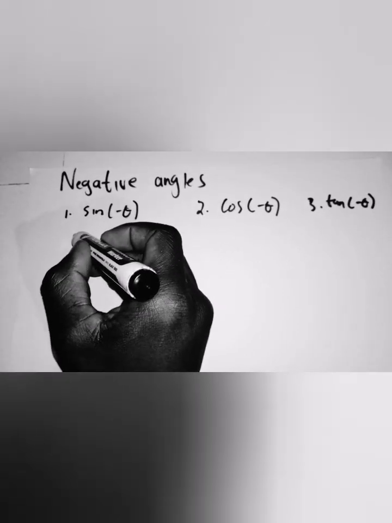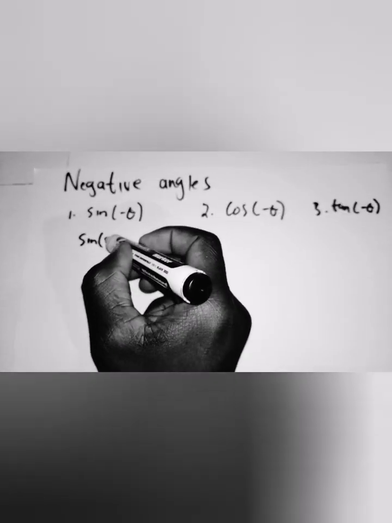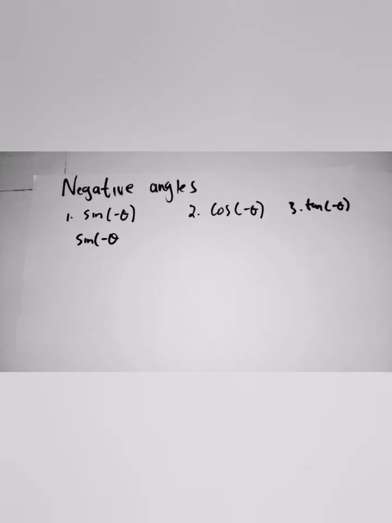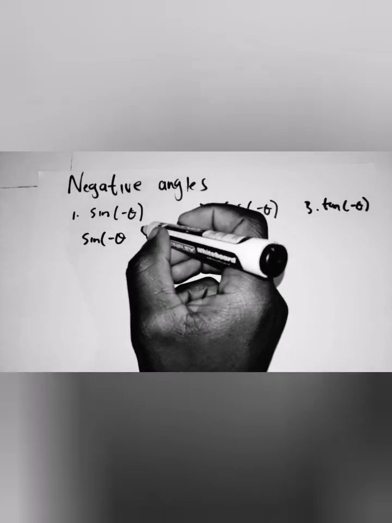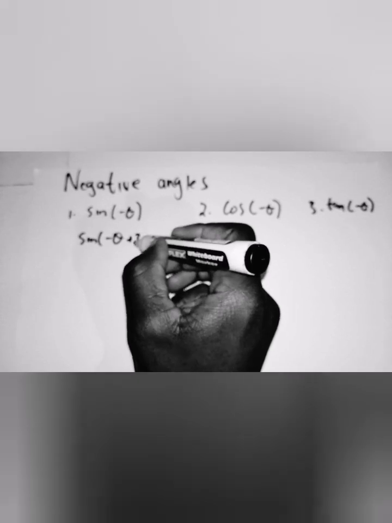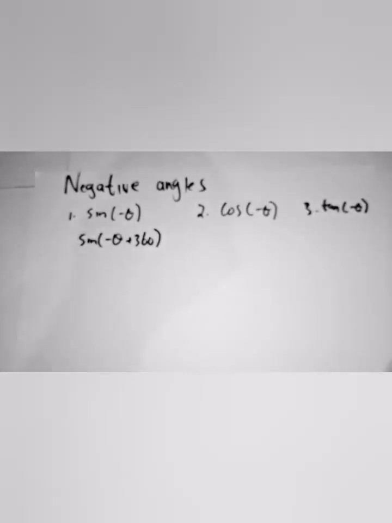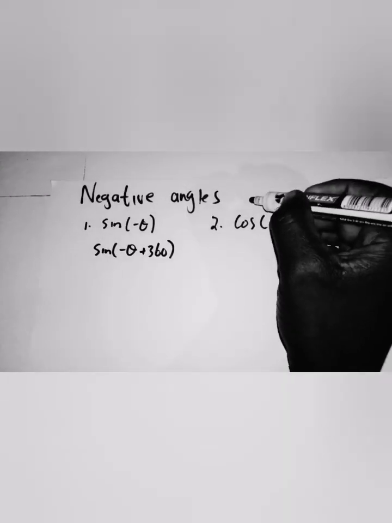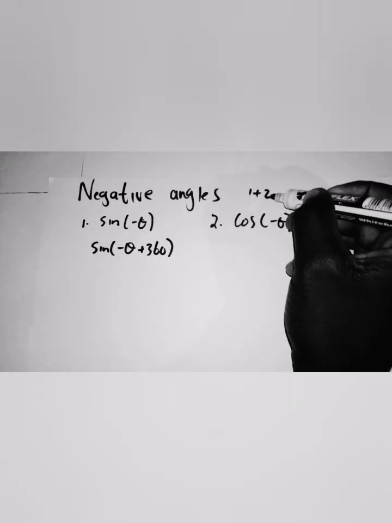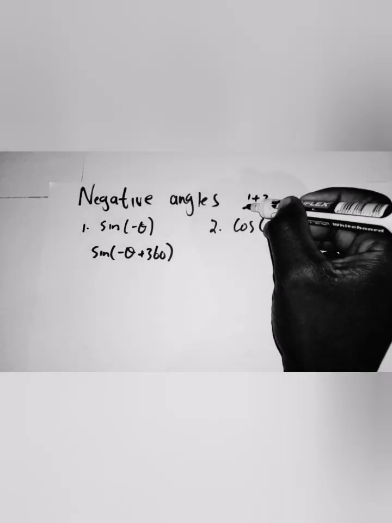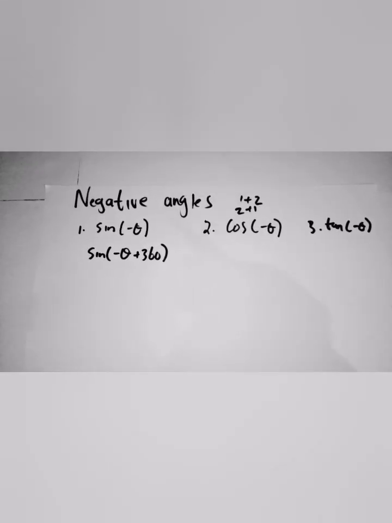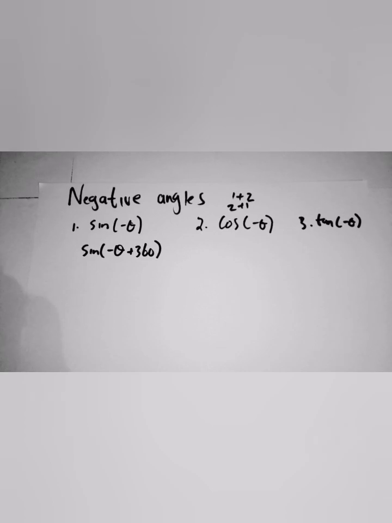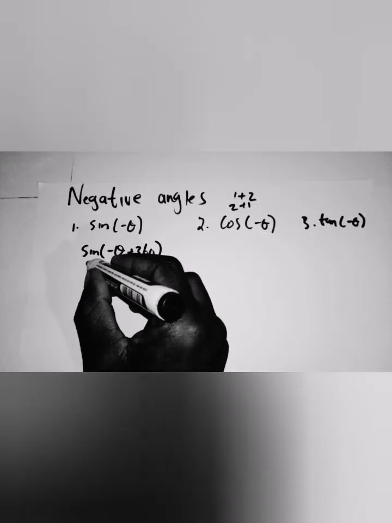Now, this is what you must do. If you have a negative angle, you add 360. Make sure you understand this. For an example, 2 plus 1 or 1 plus 1 is still the same thing as 2 plus 1. So write negative theta plus 360 in another form, but it must not be different from that format.